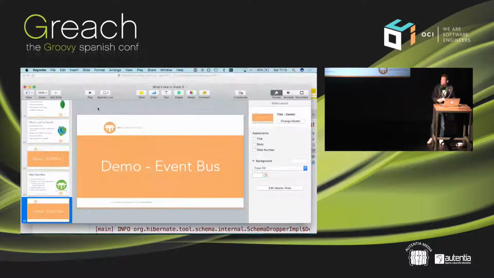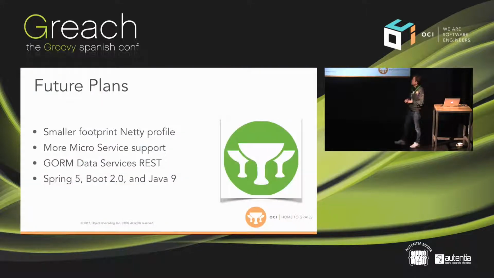Okay, so future plans. We have a smaller footprint Netty profile still in the works, still churning away in the background. We're going to have more microservices support, more profiles around that. The GORM data services concept is going to be extended to REST. We also have a lot of work to do around alignment for Spring 5, which is coming out at the end of the year, Boot 2, and also Java 9, which is coming up. All features that developers are going to be interested in using in the framework in the future.